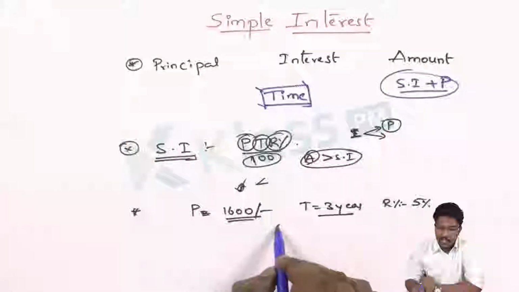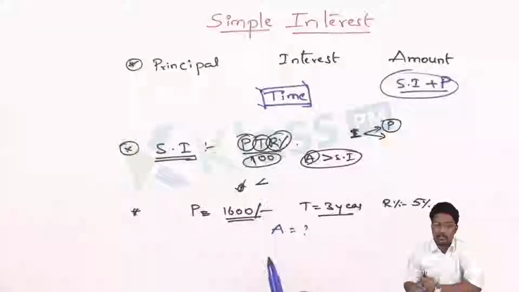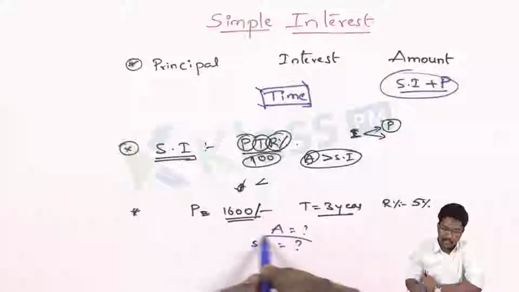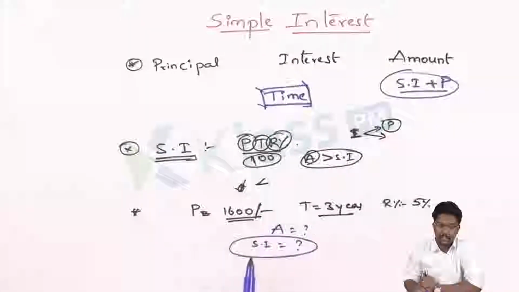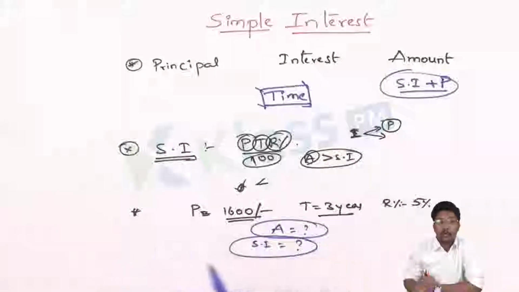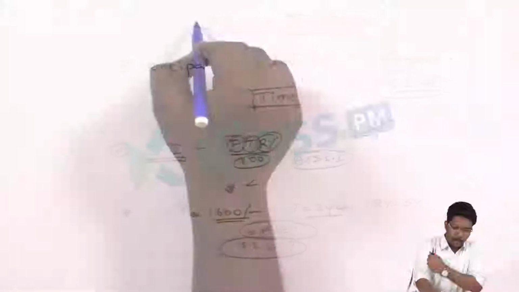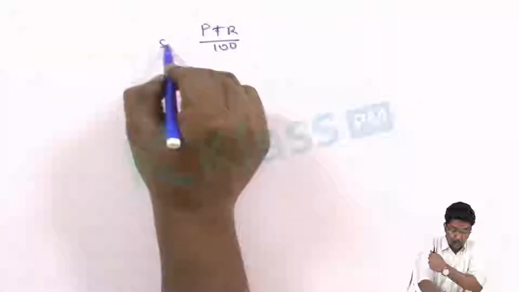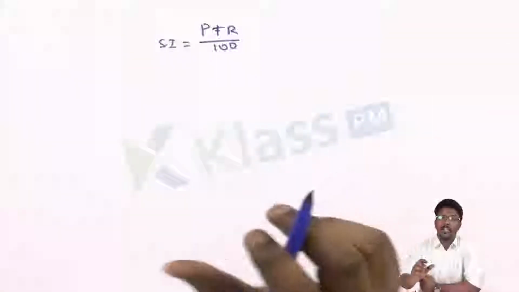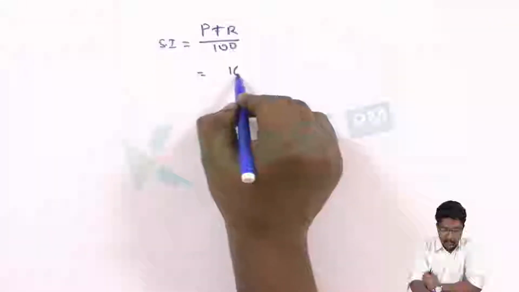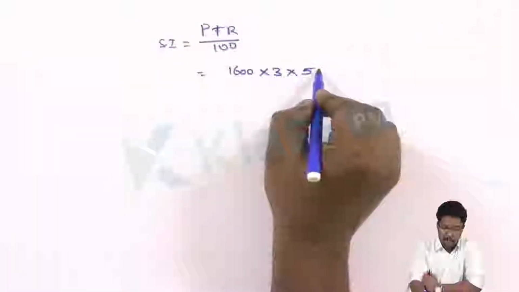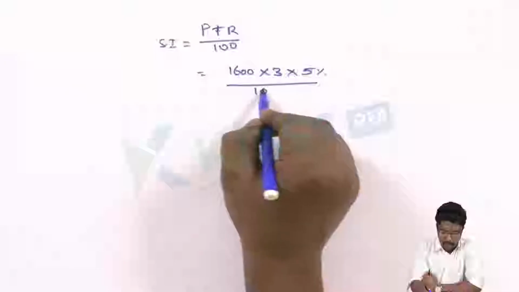So what is the amount I should pay to the bank? What is the extra amount I am paying to the bank? That is the simple interest, and the total amount I am paying to the bank is the total amount. In this situation, please follow the formula PTR by 100. Please substitute. It is only for the simple interest, only the interest amount. So P is the principal amount 1600, time is 3 years, and rate of interest is 5% by 100.